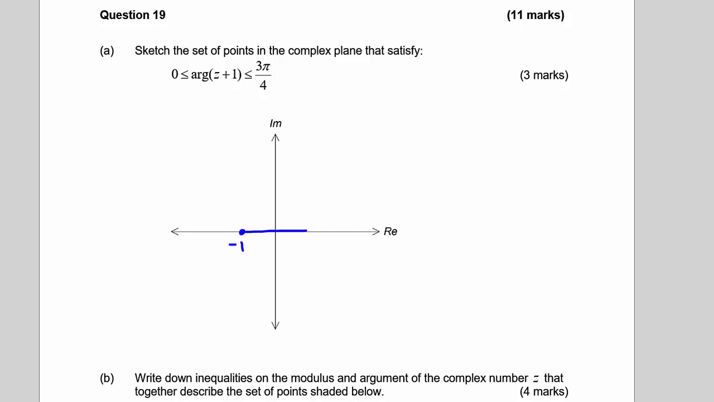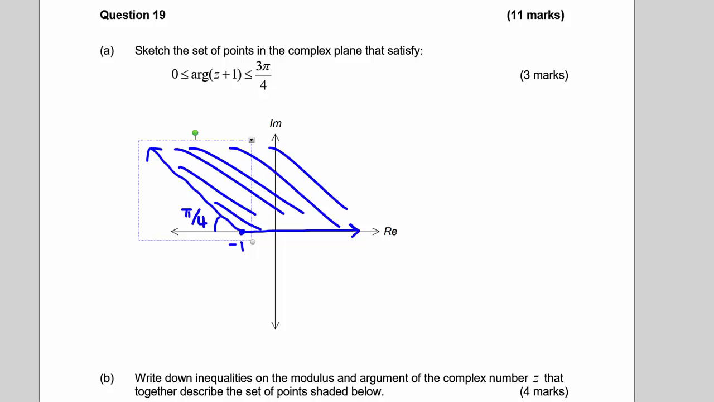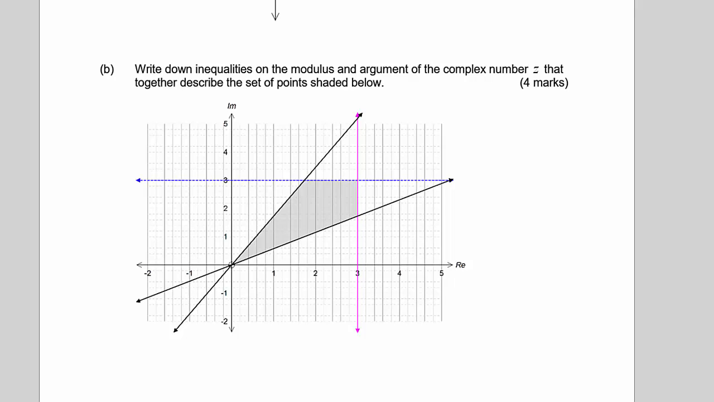The argument's between 0, there's 0, and 3/4 pi. Well, if we imagine we've gone this way, so that's pi on 4. And we want everything in there. Okay, so it's important that you give them the angle and you give the point. Okay, now write down inequalities in the modulus and argument.